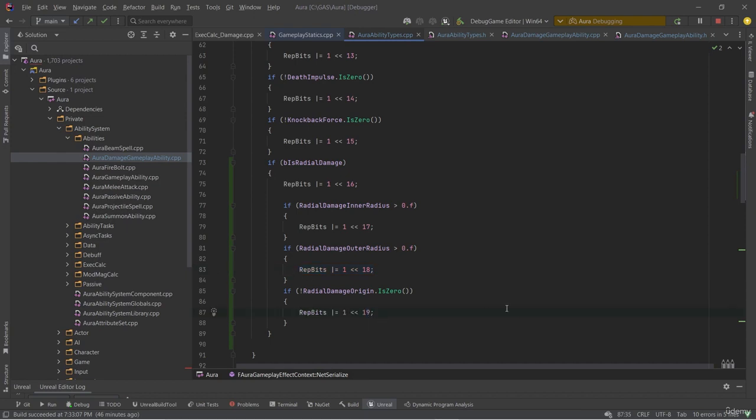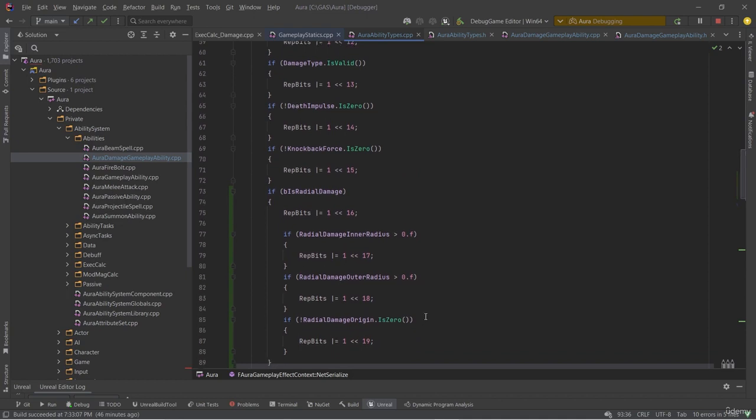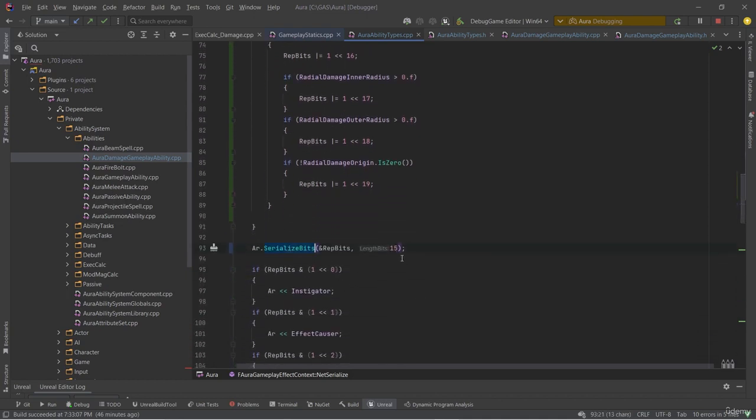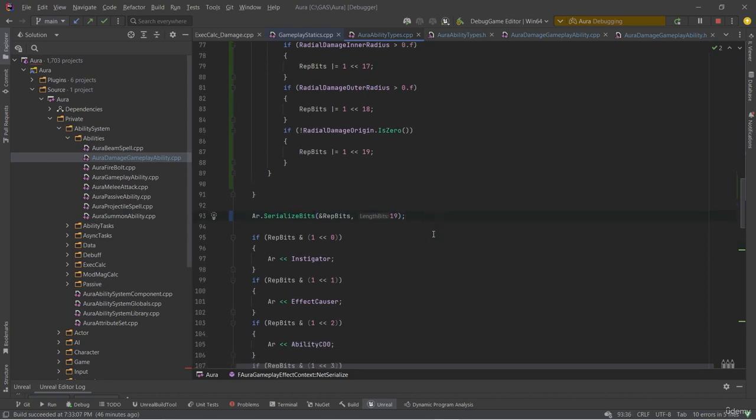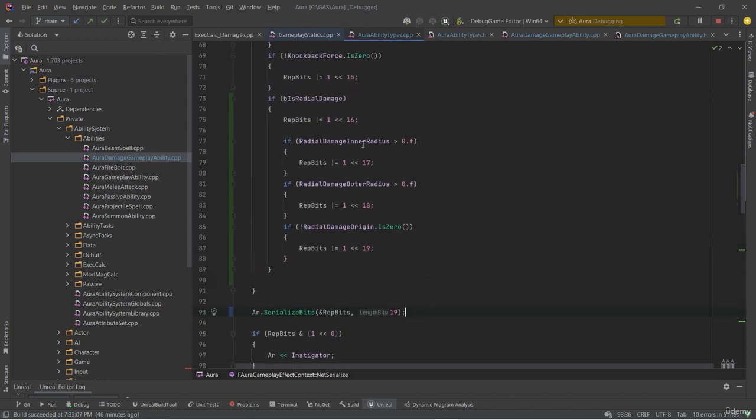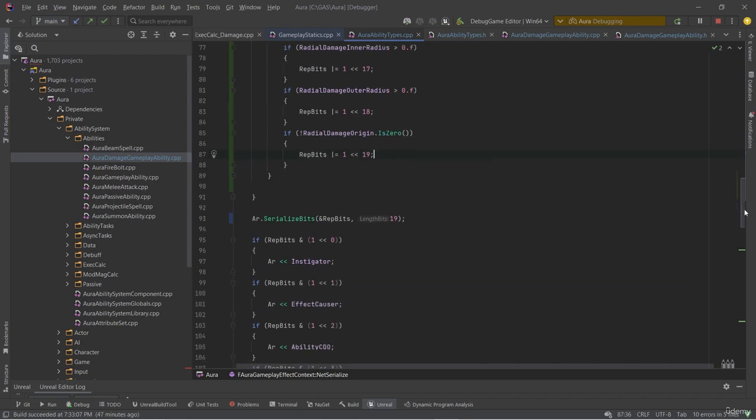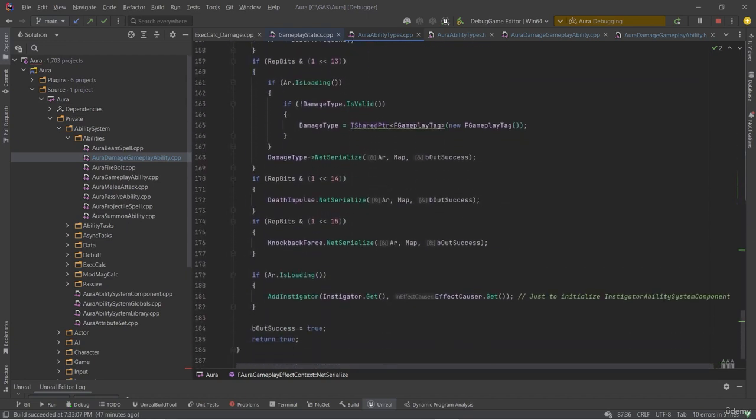Just like that. Now, if you don't like nesting them, if it seems a little bit confusing, you could take these out and just check both these conditions and have an AND check bIsRadialDamage. You could do it that way too. So with that, we can now serialize, and we need SerializedBits to accommodate now for 19 bits. So we're going to pass a 19 into that. And after that, we can check these new bits, 16, 17, 18, and 19. So let's go all the way down and check those.